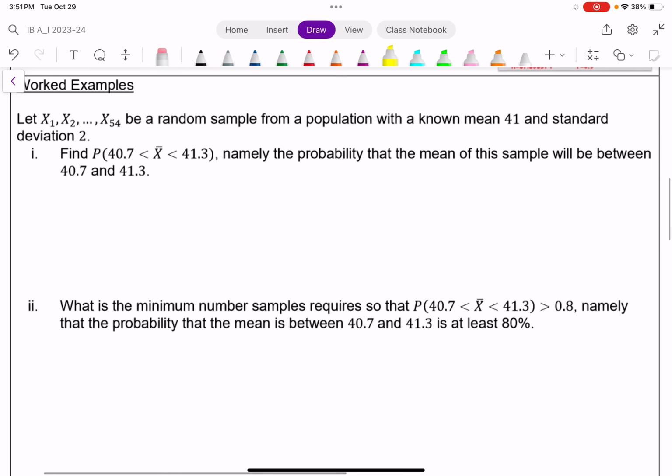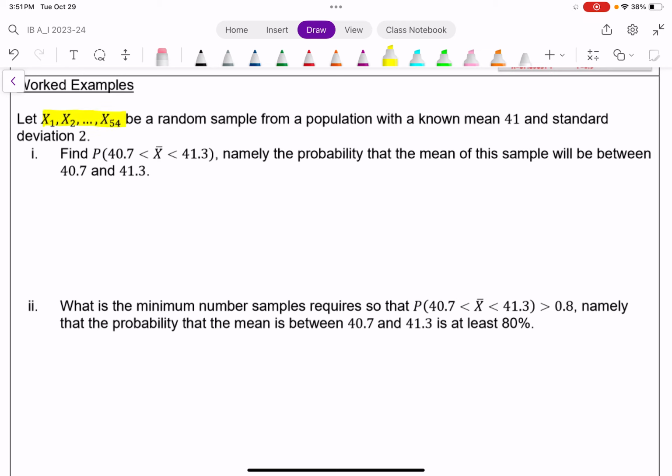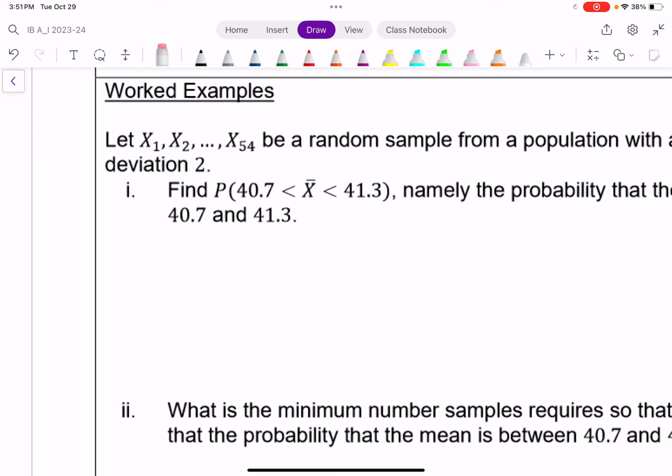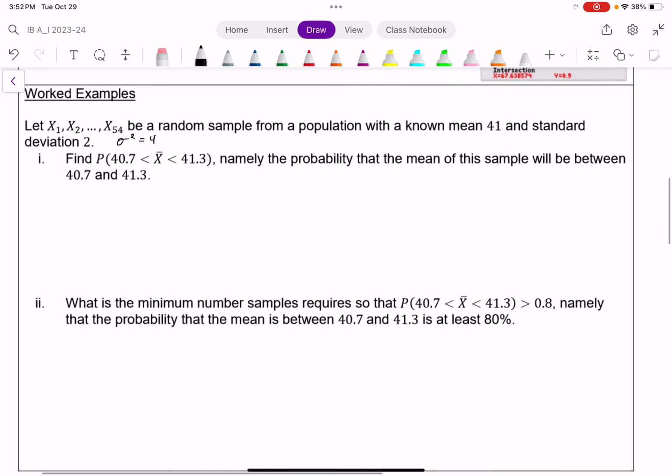And so to look at this, I have a bit of a vague, abstract question here. I've got a sample size of 54 points from a population that we know has a mean of 41 and a standard deviation of 2. And just keep in mind, if the standard deviation is 2, that means we know the variance here must be 4, standard deviation squared. And that's what we know about the population. But we're looking at a sample that was taken from this population.